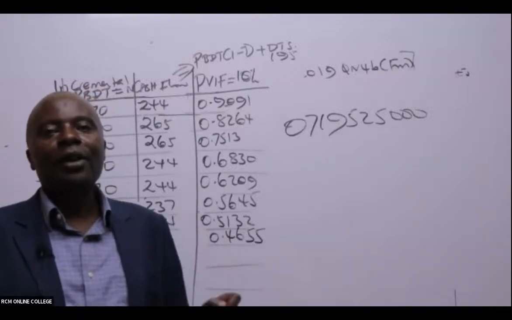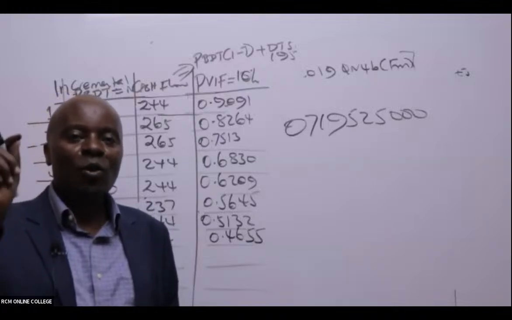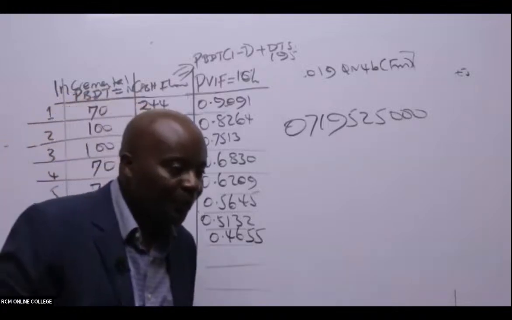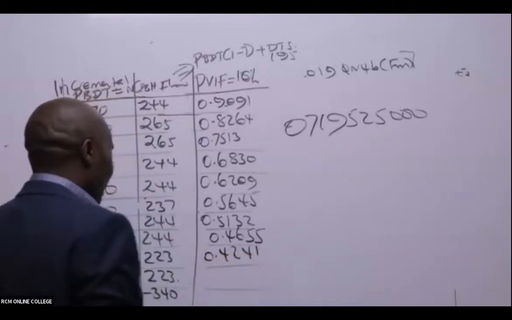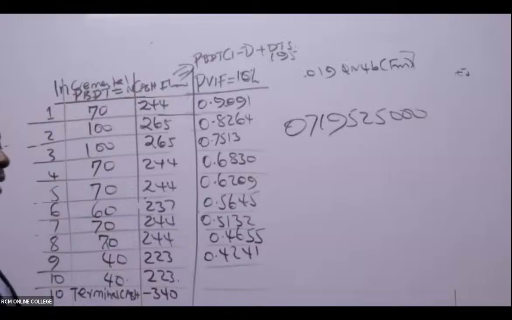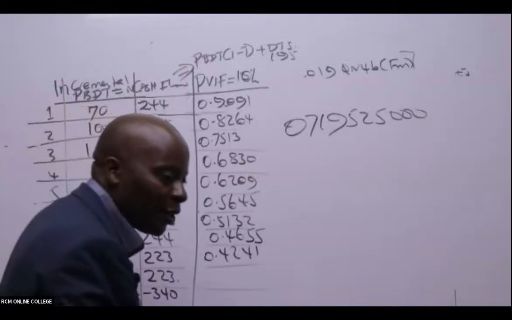Immediately after this, go to Joshua Aura. Joshua Aura will be able to get this video there. 42, 41, 0.4241, like that. And then we go to the 10th year. The 10th year, what do we have? 0.3855.